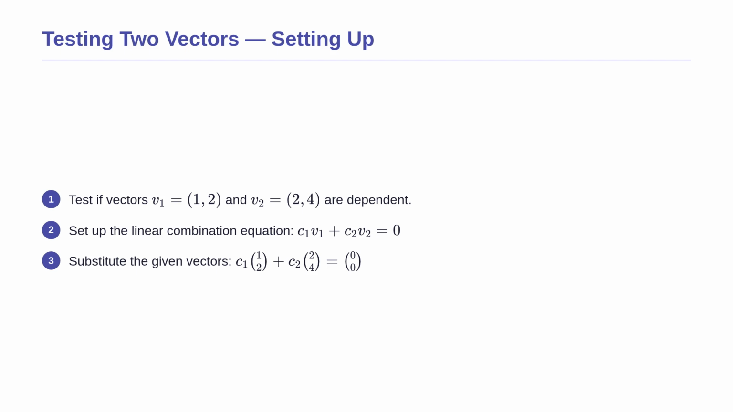We set up the equation and plug in our specific vectors. The top numbers represent the horizontal direction and the bottom numbers represent the vertical direction. This single vector equation actually represents two separate regular equations stacked on top of each other.